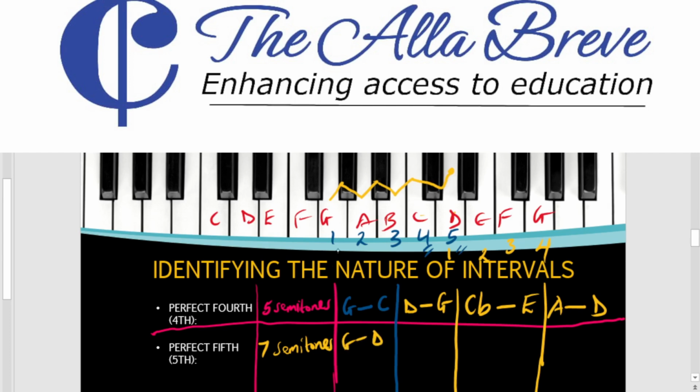If you count the letter names, starting with G, 1, 2, 3, 4, 5. Yes, it is a fifth. But what quality of a fifth? It is a perfect fifth because it meets 7 semitones. Let's use a letter that's not here.